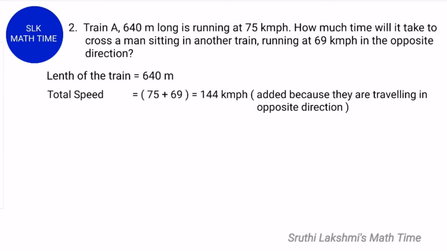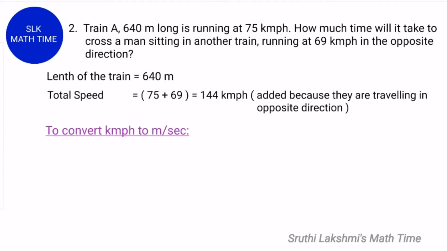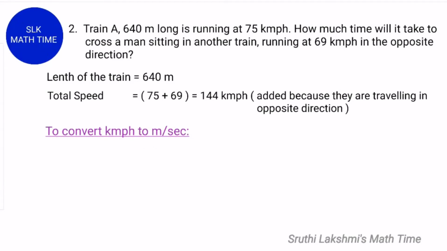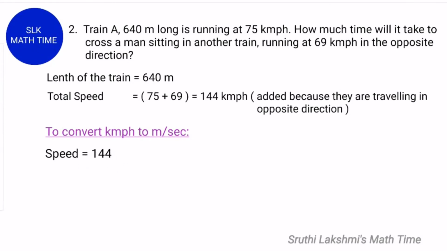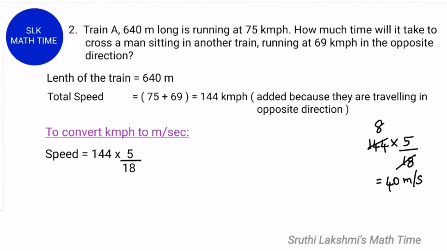The length of the train is in meters while the total speed is in km per hour. So we have to convert km per hour to meter per second. To convert km per hour to meter per second, we multiply by 5 by 18. So the speed is 144 into 5 by 18. When we simplify this, we get 40 meters per second.